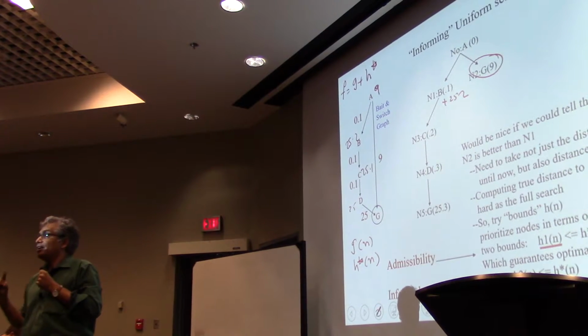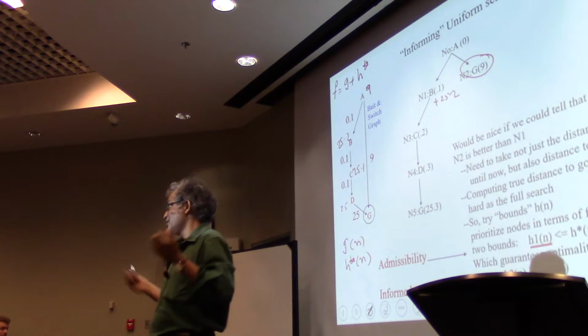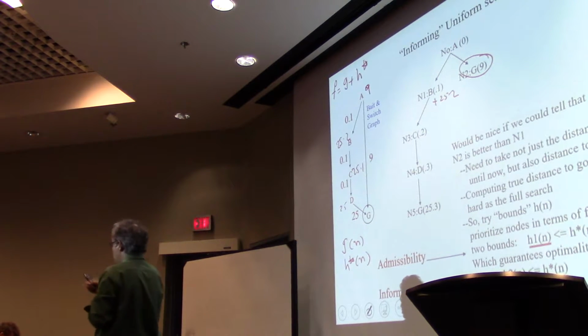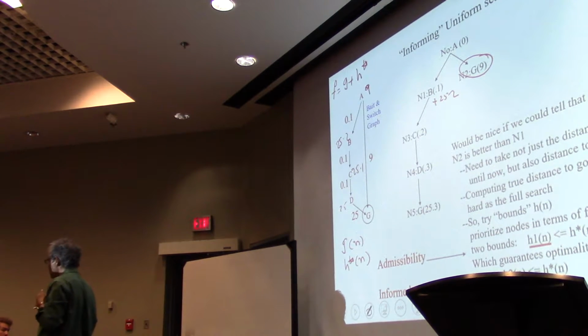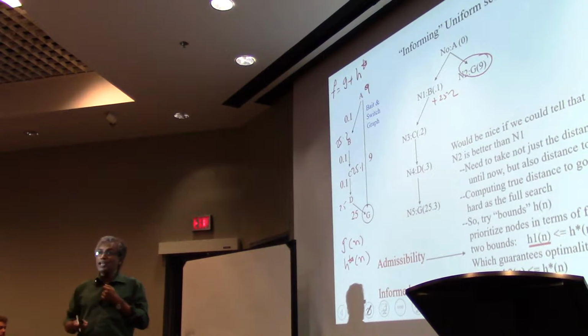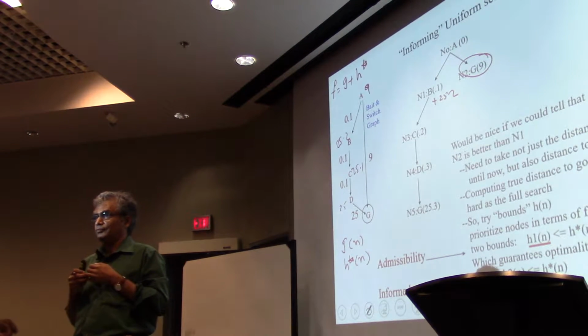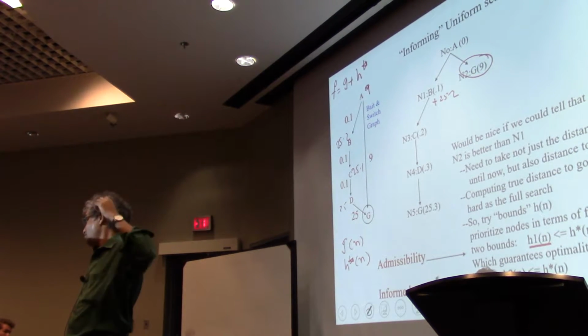Do keep this in mind. To compute the H star, you're doing a problem that's harder than the original problem. The original problem just wanted you to get to the goal node with an optimal solution. To compute H star, you would need to know the optimal way of going from every node in the search tree to the goal node. If you do this, you're done.